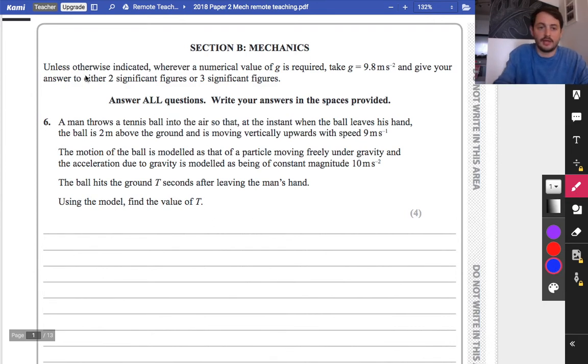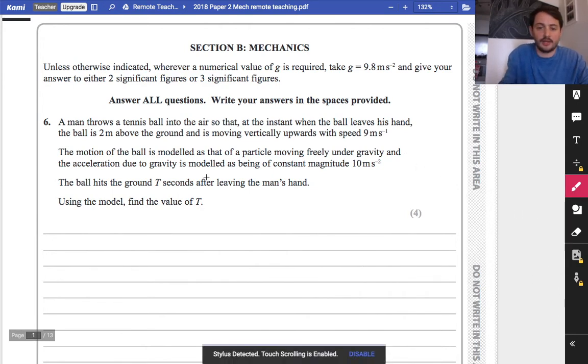Okay, so let's get started, but it's always good to read this bit as a reminder at the beginning. Unless otherwise indicated, wherever a numerical value of g is required, take g equals 9.8 meters per second squared and give your answer to either 2 significant figures or 3 significant figures. So that's quite an important thing that we've got there. Okay, answer all questions, write your answer in the space provided.